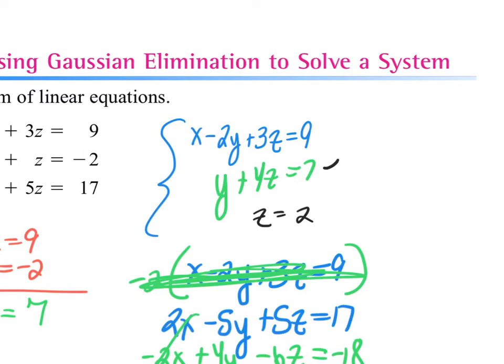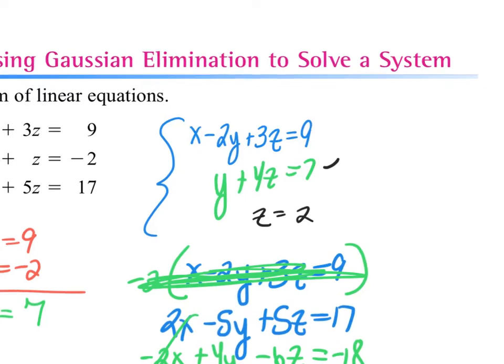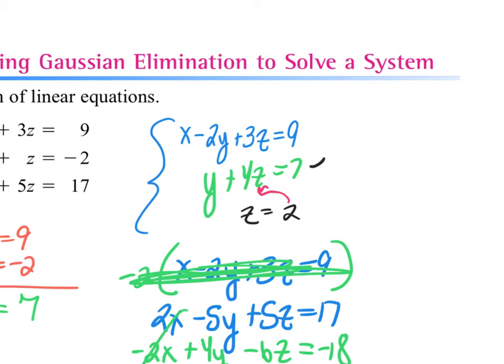So I'm going to say, all right, well, I know that z is 2. So I'm going to take that, put it right there, right? So I have y plus 4 times 2 equals 7. Y plus 8 equals 7. So y equals what? Negative 1.